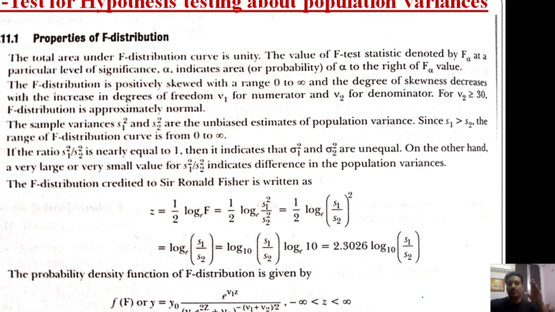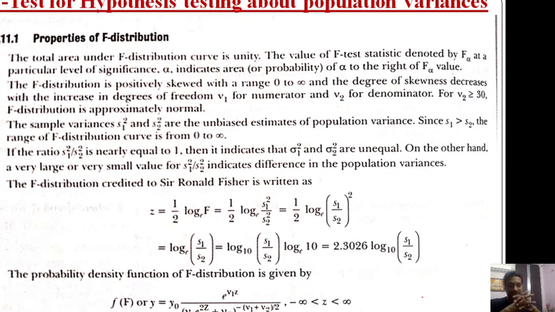Here I have given you the properties of F-distribution. From the theory point of view, you can be asked in the examination to write the properties of F-distribution. So let's discuss these properties. The total area under the F-distribution curve is unity, means 1. The value of the F-test statistic is denoted by F alpha at a particular level of significance. Alpha indicates the area of probability, or alpha to the right of the F alpha value.